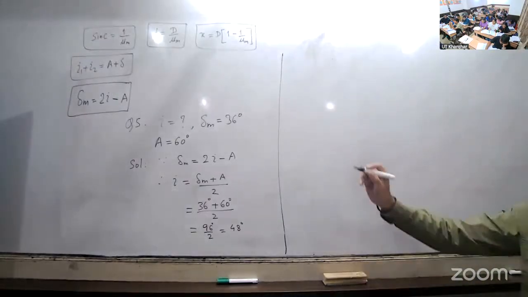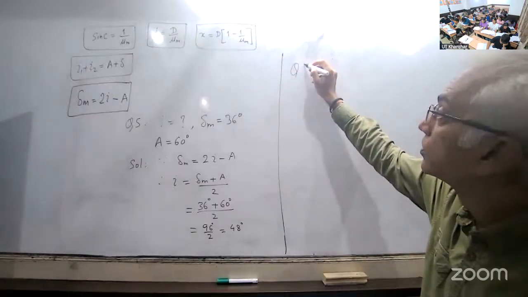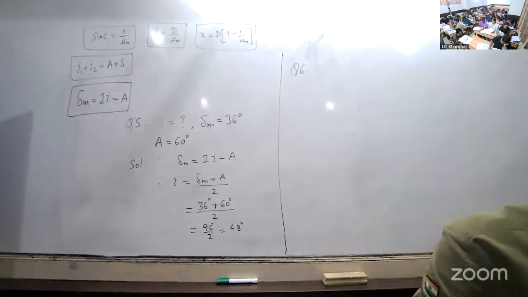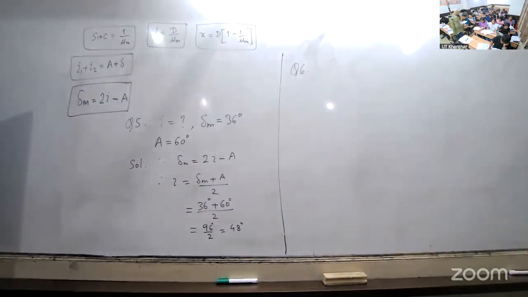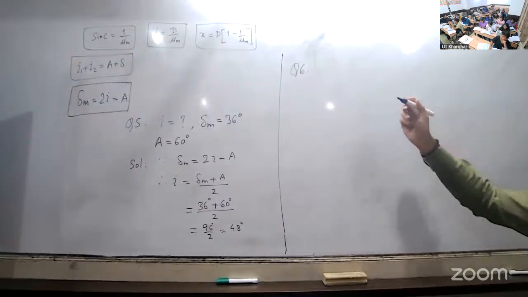Question 6. The refractive index of water with respect to air is 4/3. What is the refractive index of air with respect to water? I want you to answer this. It will be inverted, the reciprocal, right? Very good. So what is it?